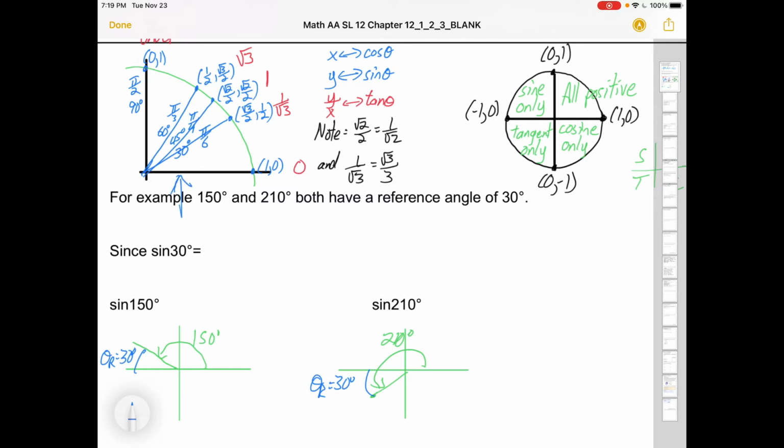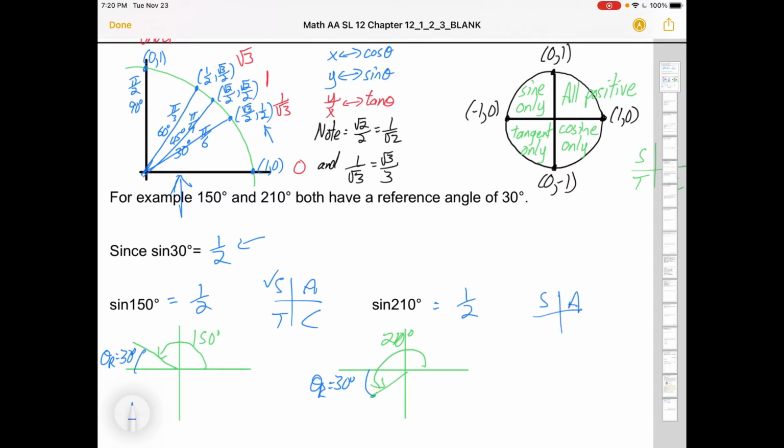Now the sine at 30, you can see right there, it's going to be a half. So sine of 30 is a half. That means the sine of 150 is also going to be a half. And because it's in the second quadrant, where sine is positive, it's going to be positive a half. Whereas sine of 210 is going to have the same reference angle, so it'll have the same sine as 30. But let's check it out.